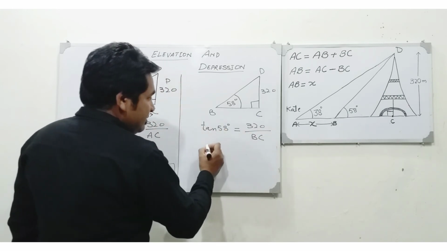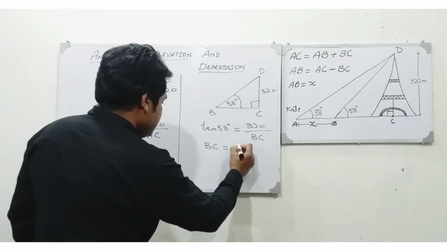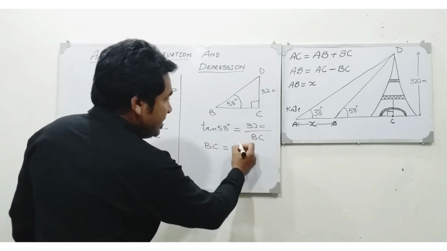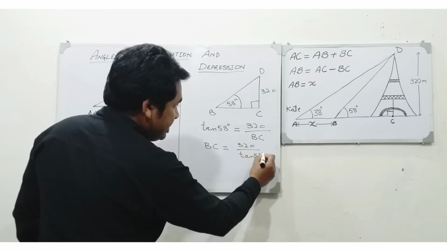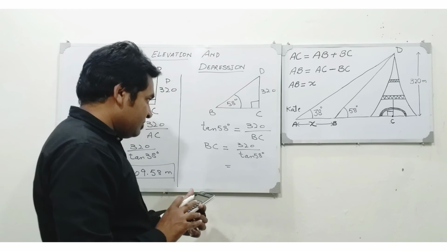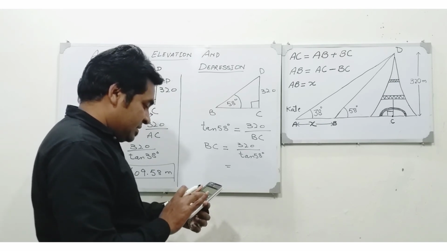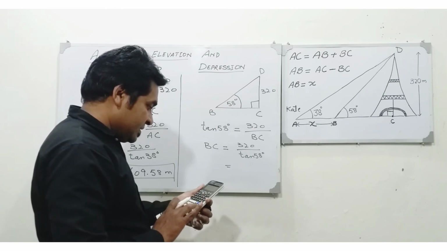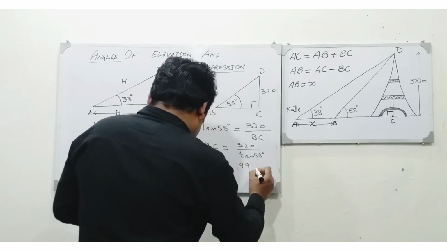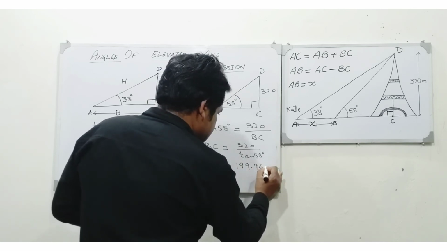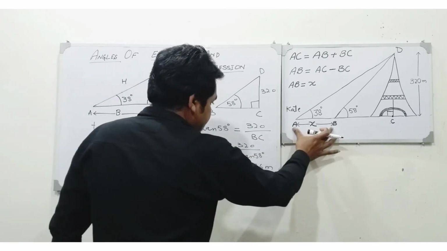Now we find the value of BC. BC is equal to 320 divided by tan 58 degrees, and you find the value through the calculator. 320 divided by tan 58 degrees is 199.96 meters.